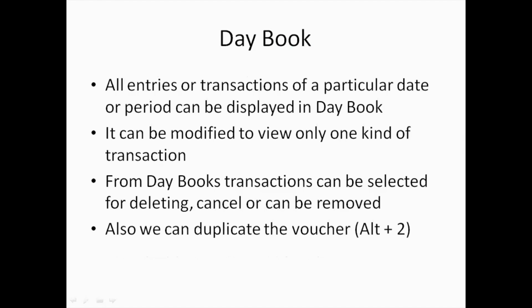Next part is day book. After entering the transaction, it comes to check or see the report. So day book is the type of report where we can see all the transactions entered. All transactions, all entries of a particular date or period can be displayed in day book. It can be modified to view only one kind of transaction. From day book, transactions can be selected for deleting, cancelling, or removing. And we can make a duplicate voucher also. So to view the day book, the shortcut key is Alt. To make the duplicate voucher, it is Alt 2.